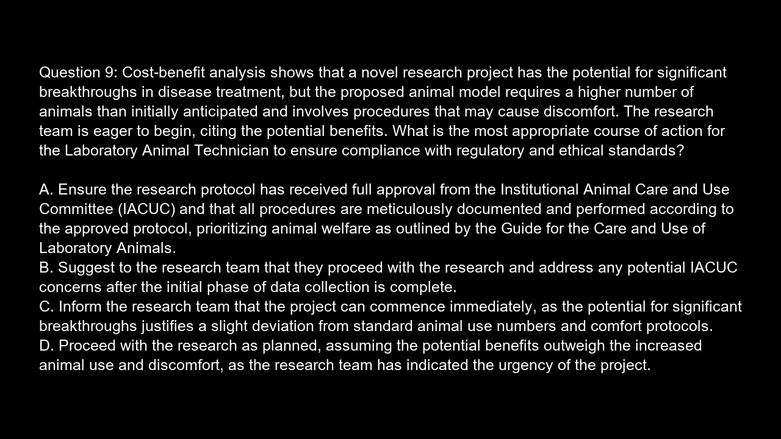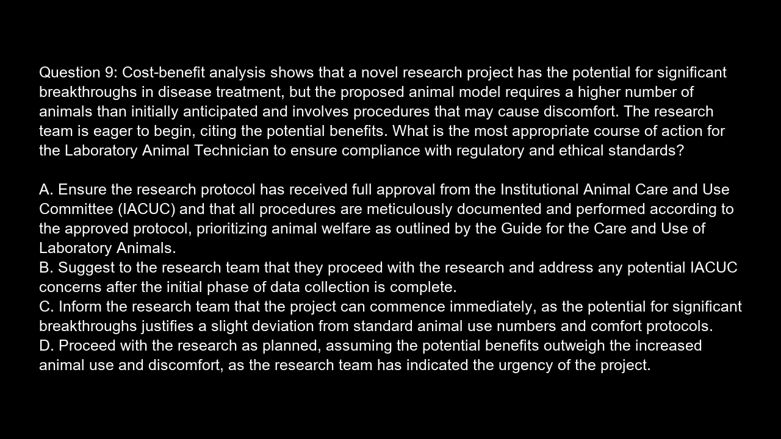standards? Option A. Ensure the research protocol has received full approval from the Institutional Animal Care and Use Committee (IACUC), and that all procedures are meticulously documented and performed according to the approved protocol, prioritizing animal welfare as outlined by the Guide for the Care and Use of Laboratory Animals. Option B. Suggest to the research team that they proceed with the research and address any potential IACUC concerns after the initial phase of data collection is complete.